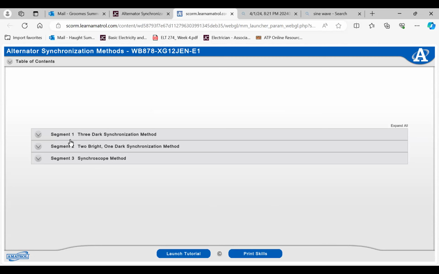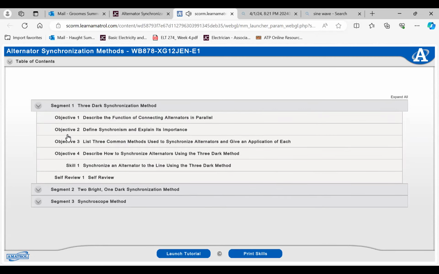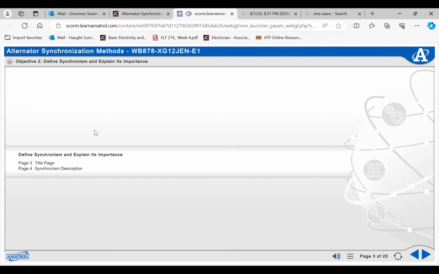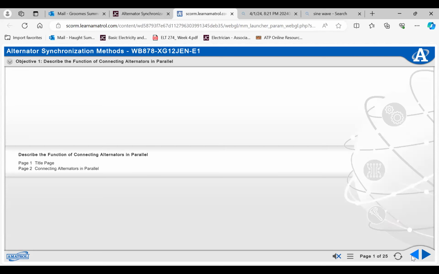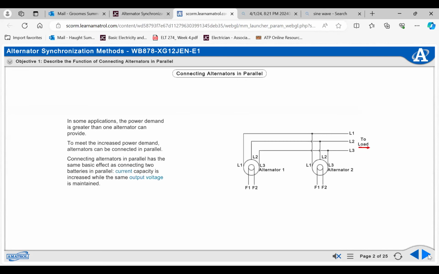So what that means essentially is, and I think it gives a pretty good example or definition for why we do this. So let me, right here, objective 2, I'm going to pause here. So this one's only 25 slides too, so it's pretty short. So we might as well start at the beginning. But essentially the reason that you would have to do this or connect or synchronize the 2 alternators if you ever have to have 2 in one application.